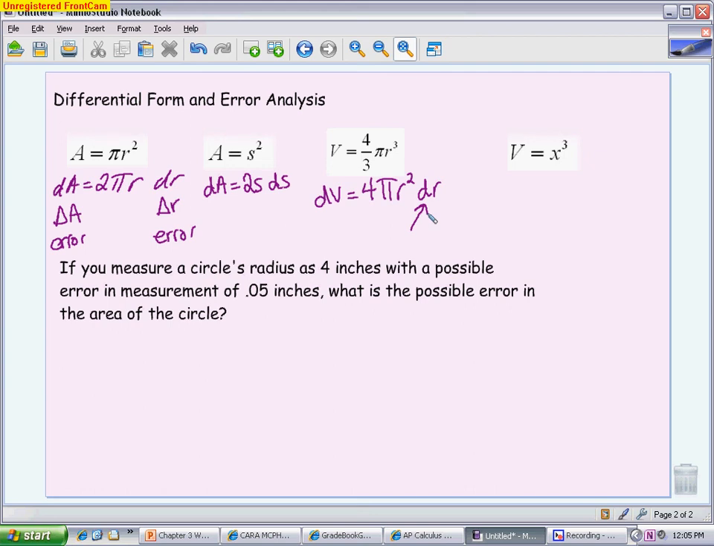And then the last one, if I take the derivative of this in differential form, it would be dV equals 3x squared dx. Again, each d piece we think of as the change in, or the error that has been created by human error, by the measurement error.